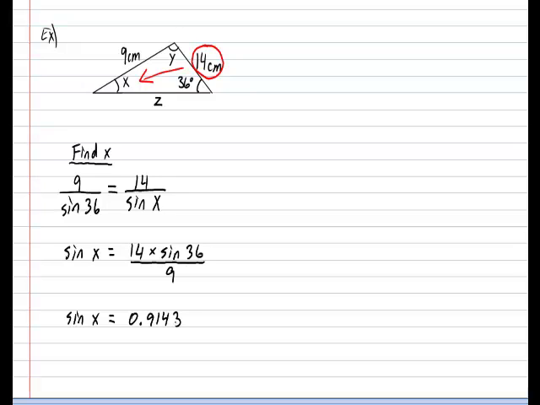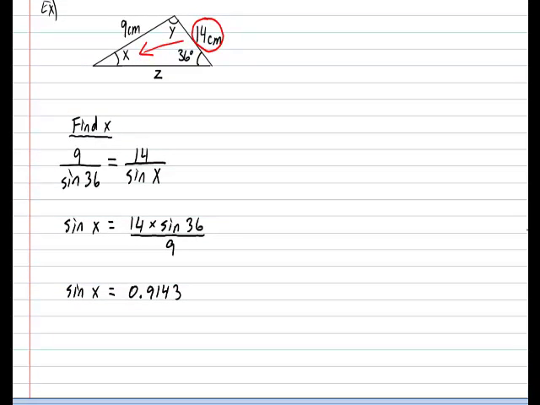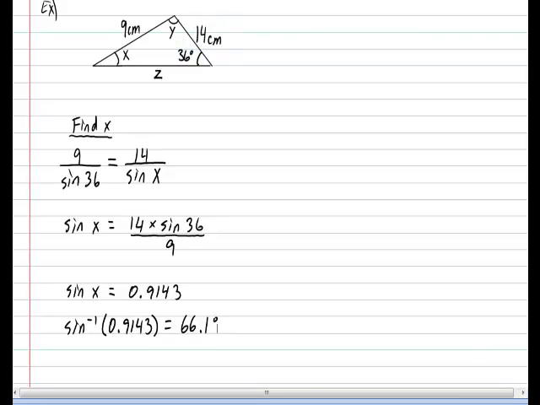0.9143. And then using the inverse sine button on that result, 0.9143, that will give us an angle of around 66.1 degrees. As you can see, the sine law is very convenient for helping us find a missing angle. Next, let's find the missing angle Y. So subtitle please, find Y.